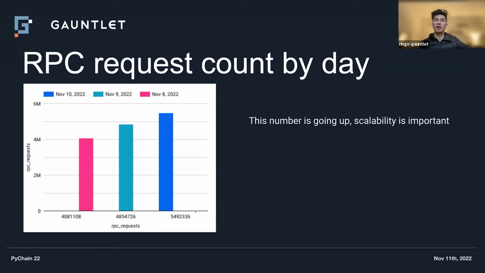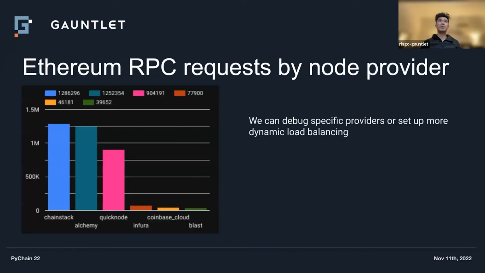And it's really important that our system here is scalable and is able to continue to ingest more and more data. Lastly, this chart shows the Ethereum RPC requests by node provider. And so you can see here that this is a great example of what I was talking about before, that each node provider is not able to service the same amount of throughput or requests. So you can see here that in this case, we actually service a lot more requests from ChainStack, Alchemy, and QuickNode, as opposed to Infura, Coinbase Cloud, and Blast.